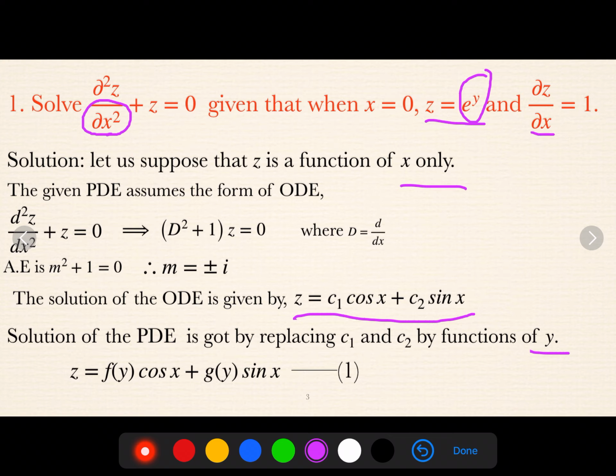Observe the last condition here, ∂z/∂x is equal to 1 they are given. In equation number 1 only I have z. So, to apply that condition, I need to differentiate this equation partially with respect to x. We will discuss those steps in the next slide.